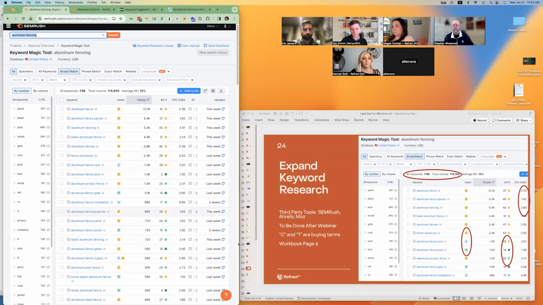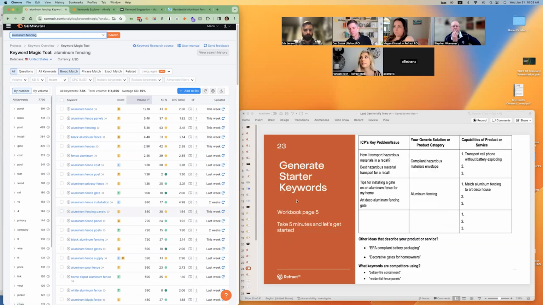Okay. Perfect. So then in this case, aluminum fence is a buying term. Aluminum fence cost is a research term. Somebody who's looking up research cost is trying to learn more about what it's going to cost to buy something. Does that make sense?